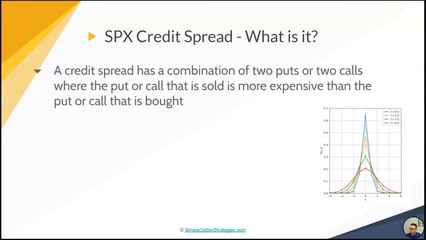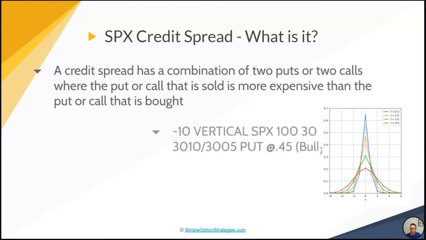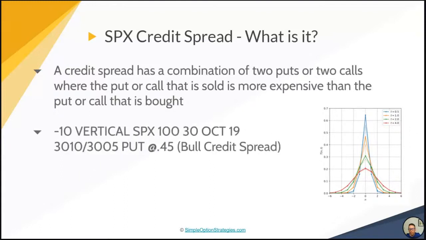The risk reward in this trade is horrible, all right? But it's a very high probability trade, and we'll talk about why. So let's talk about the construct of it. Minus 10 means that it's 10 contracts. Vertical means that it's a spread, one on top of the other with the same types of options, either put or a call. SPX 100 means each contract is 100 shares of the SPX.